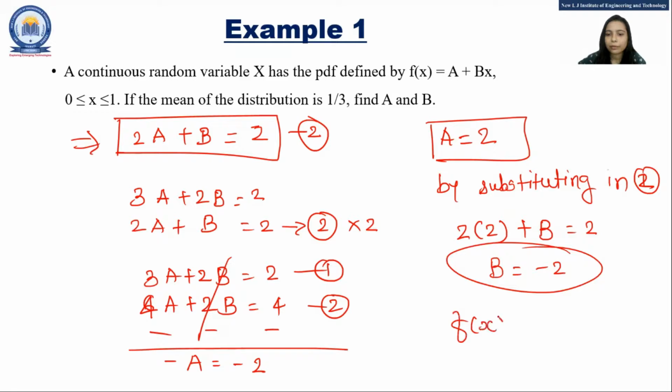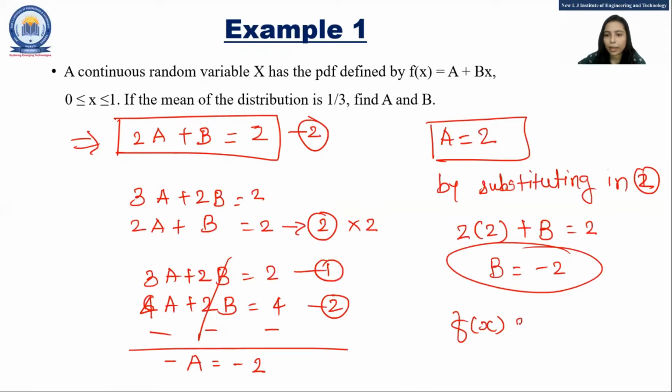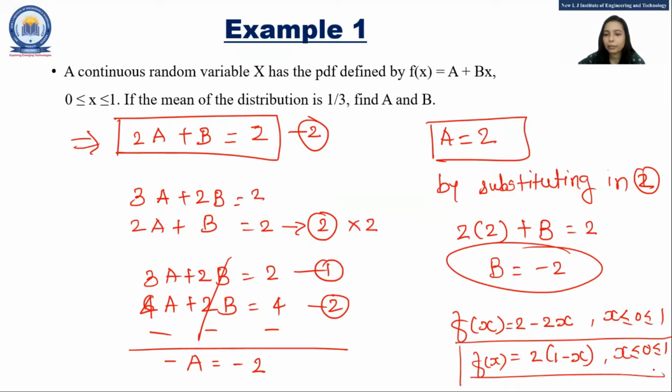So the value of f of x is 2 minus 2x, where x lies between 0 and 1. We can also write f of x is equal to 2 into 1 minus x, where x lies between 0 and 1. So this is the value of a and b, and after that we can write f of x is 2 into 1 minus x, x lies between 0 and 1.